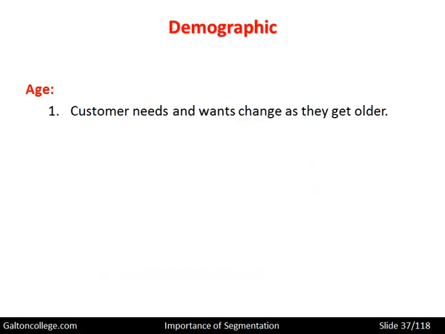Okay, age. Customer needs and wants change as they get older. They may need different styles of clothing. They may need more health care. They may need types of transport that are suitable for their age, which are easily accessible. They may need modifications to their houses that enable them to move around freely and easily within the house, because they're not as flexible as they were when they were young.